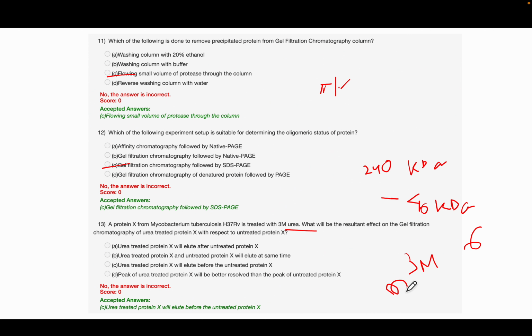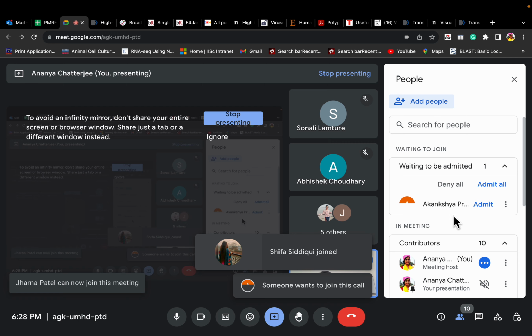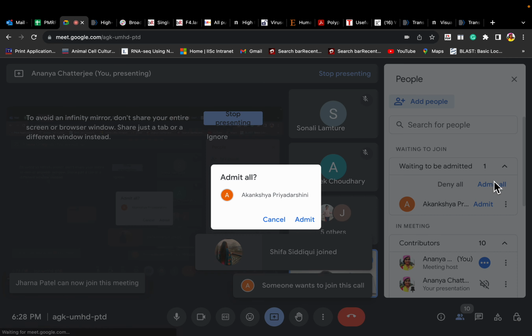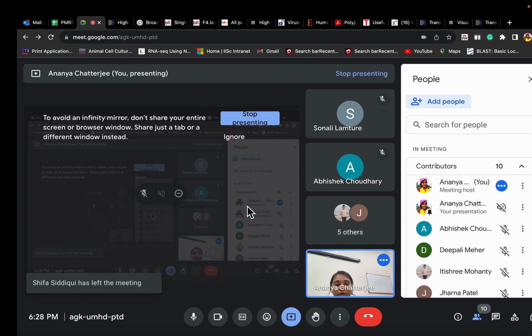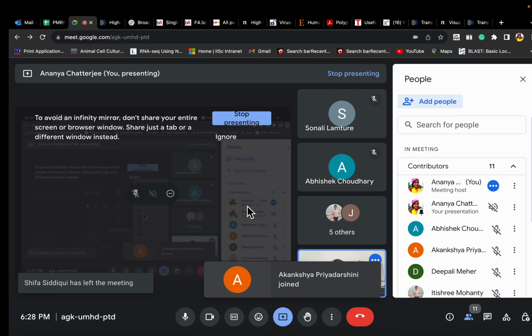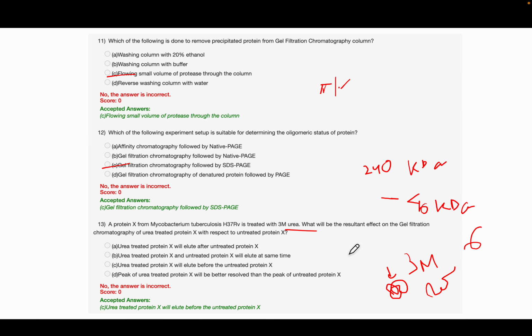Okay, if a protein's conformation is like this, and you are applying 3 molar urea, some part of the protein will get denatured. So you are seeing that for the globular protein, the size is getting bigger, so the hydrodynamic value or size is bigger. So what will happen in this case?